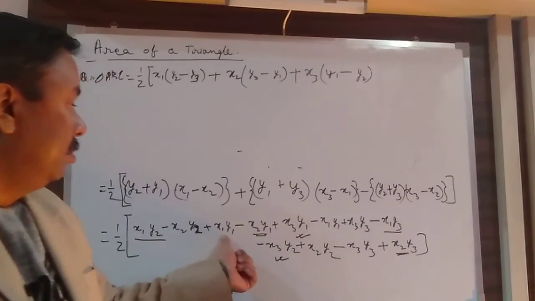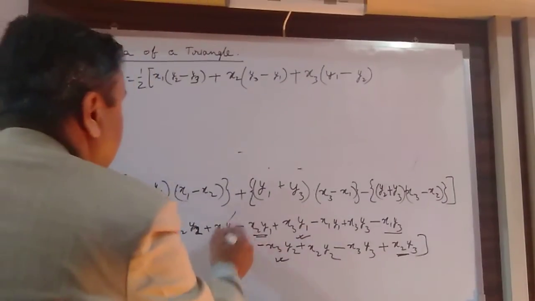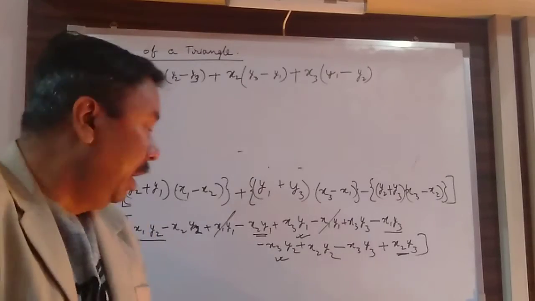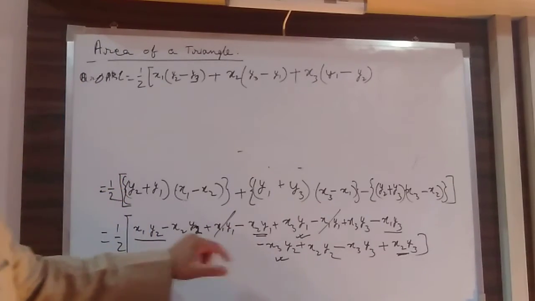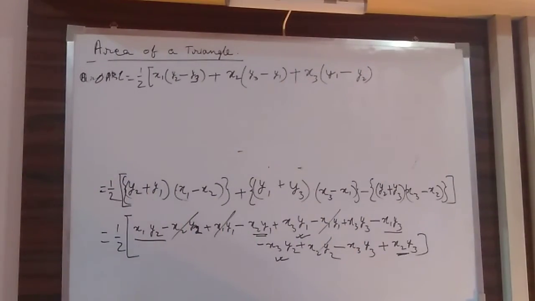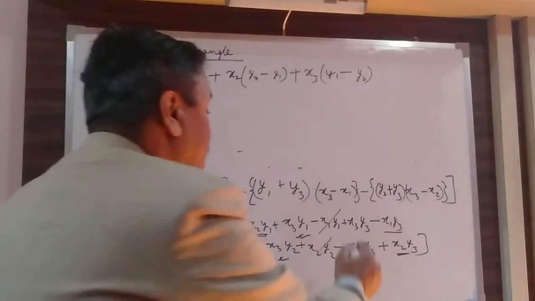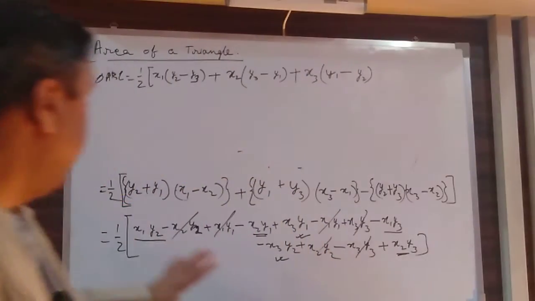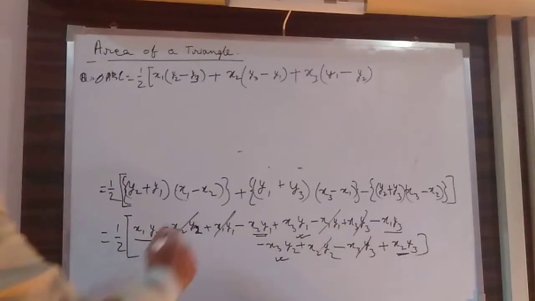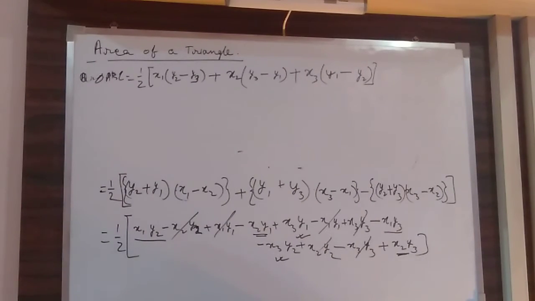What about the other things? x1 y1 and minus x1 y1, I can cancel it out. Similarly, minus x2 y2 and plus x2 y2, this will be cancelled out. And similarly, plus x3 y3 and minus x3 y3, these two will be cancelled out. Rest all I have taken.